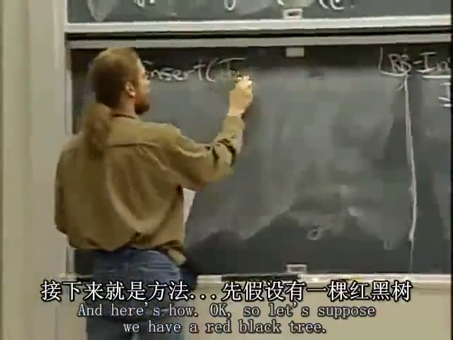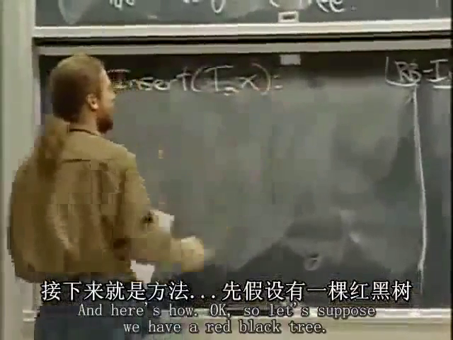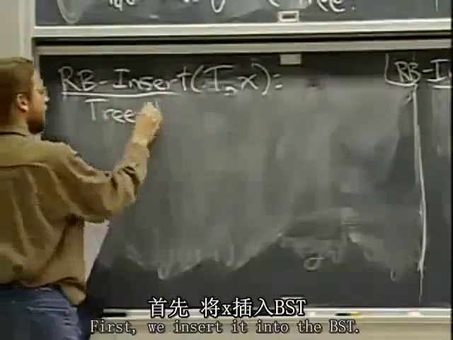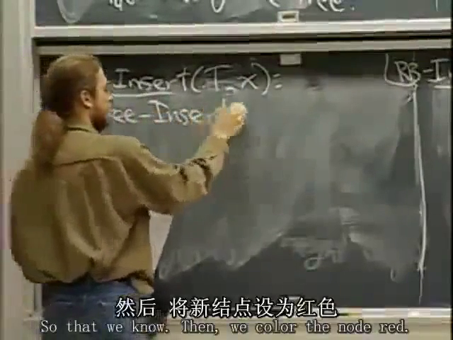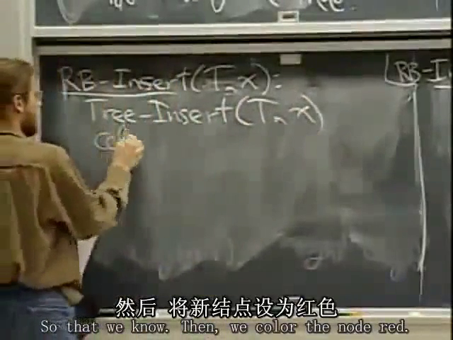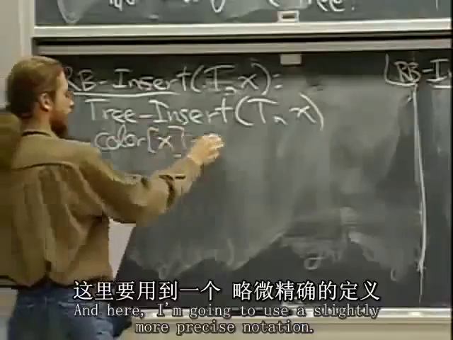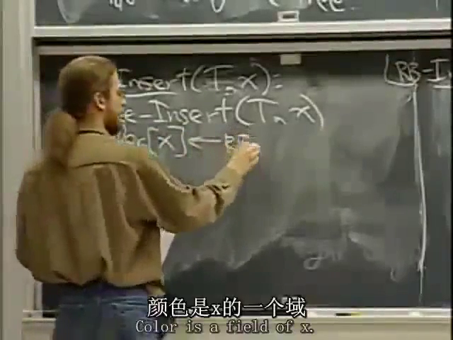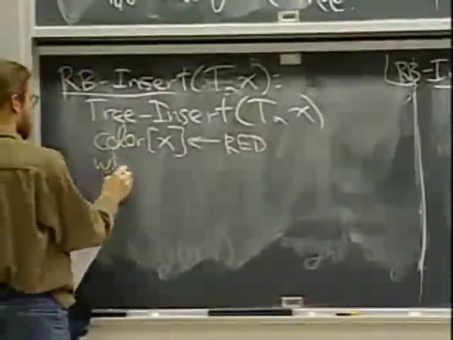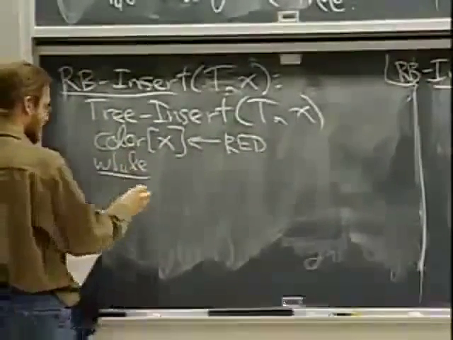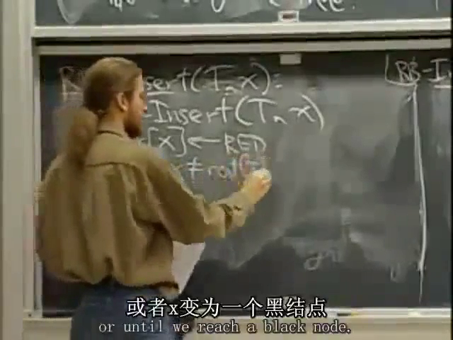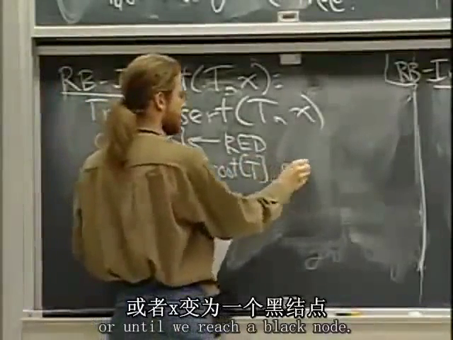So let's suppose we have a red-black tree and a value x we want to insert. Here's the algorithm. First, we insert it into the BST. So that we know. Then we color the node red, and here I'm going to use a slightly more precise notation. Color is a field of x. And now we're going to walk our way up the tree with a while loop until we get to the root, or until we reach a black node.